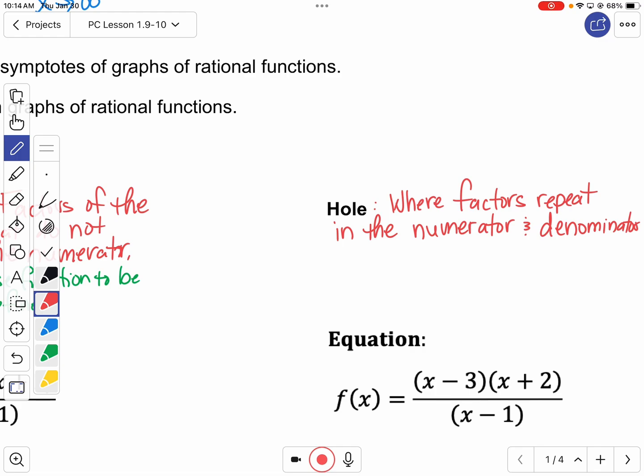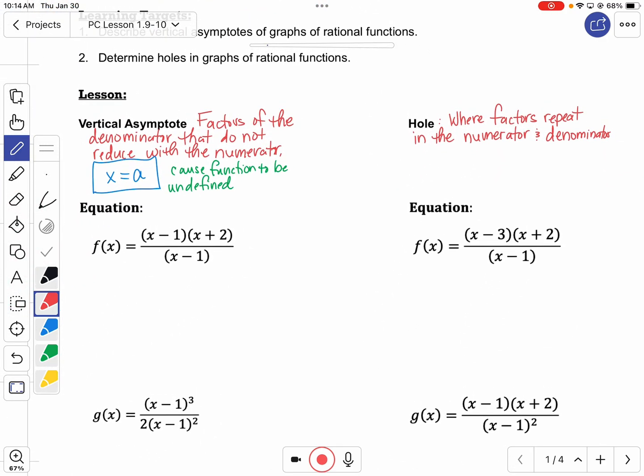All right, so let's take a look at some rational equations or rational functions, and let's see if we can figure out if they have a vertical asymptote, do they have a hole, do they have both, what's going on in these functions. All right, so let's take a look at the first one. We're looking for factors for vertical asymptotes, factors of the denominator that do not repeat or reduce, and then holes if I have a factor that repeats.